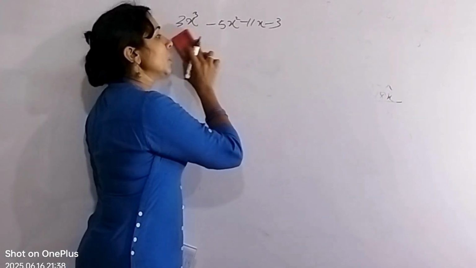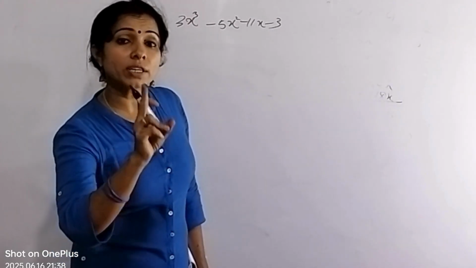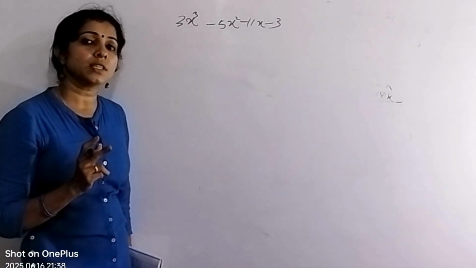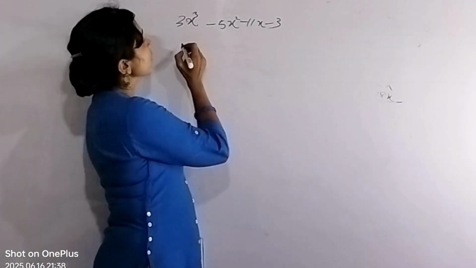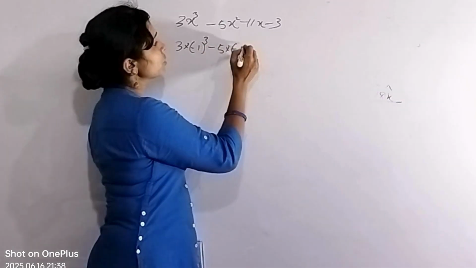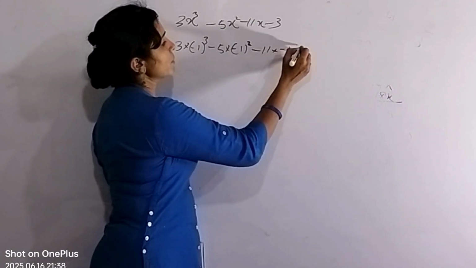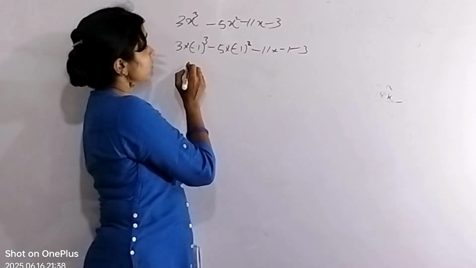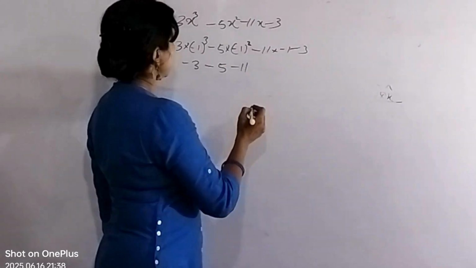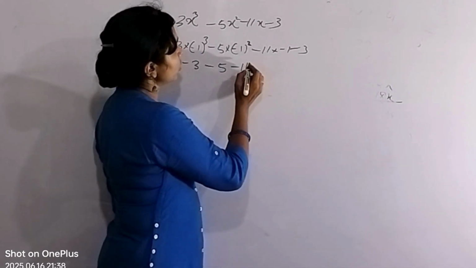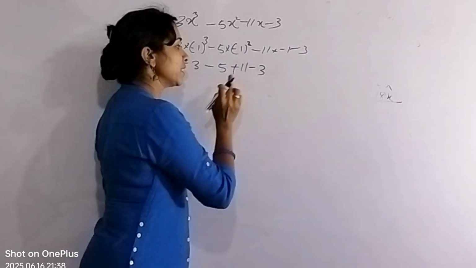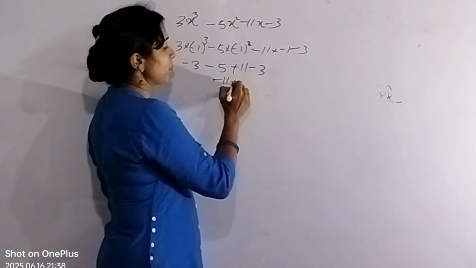If we could find even one zero, then we can easily find the other two zeros by the factorization method. Okay, so minus 1. So 3 into minus 1 the whole cube, minus 5 into minus 1 the whole square, minus 11 into minus 1, minus 3. So 3 into minus 1 cube is minus 3. Here minus 5, here 11 into minus 1, that is plus 11, here it is minus 3. So minus 3 minus 5 minus 3 plus 11 is equal to 0.